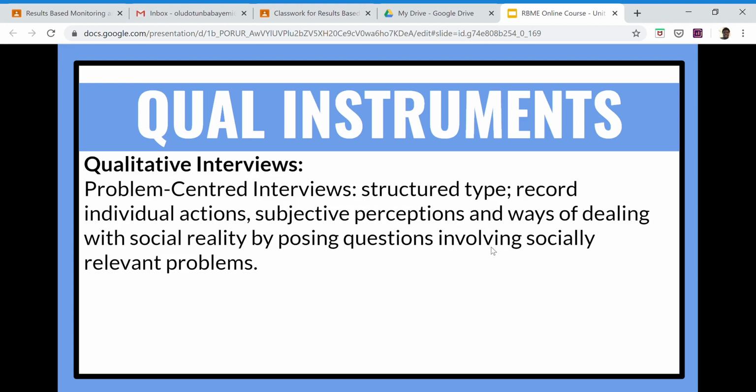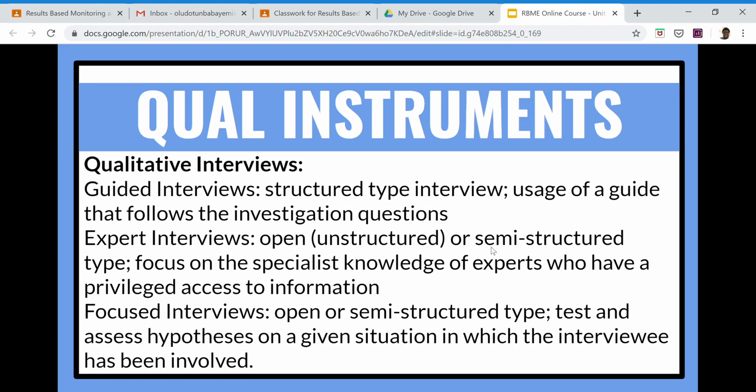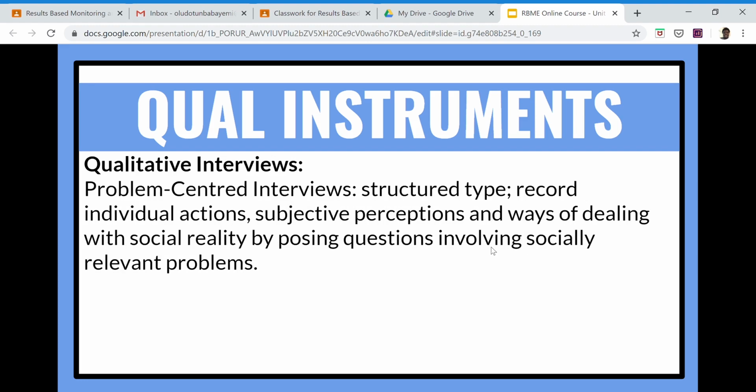An example might also be the extent to which inmates, for example, itch for cigarette smoking. So things like that that are socially related, you could determine as problem-centered interviews. So these are different examples of qualitative interviews that you can actually have. And don't forget, in the broader sense, they can be structured, semi-structured, unstructured.